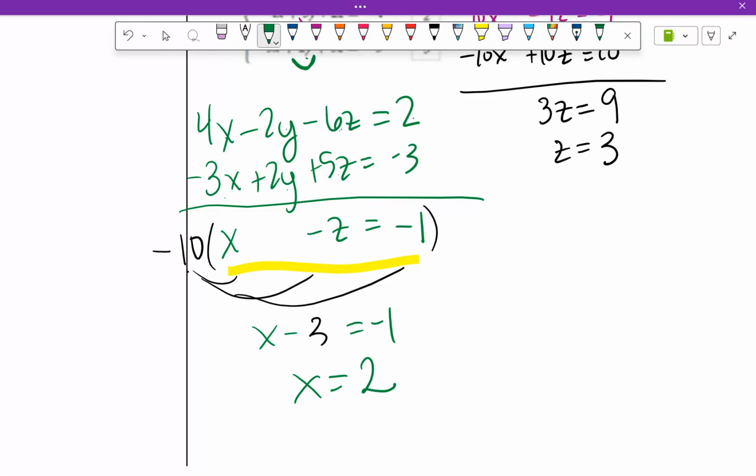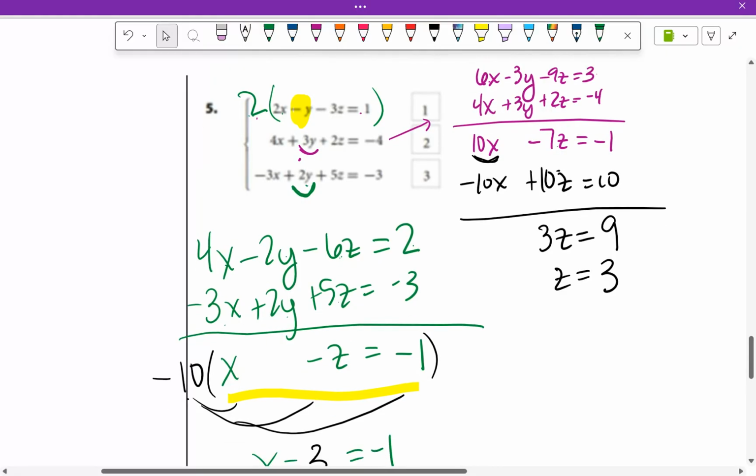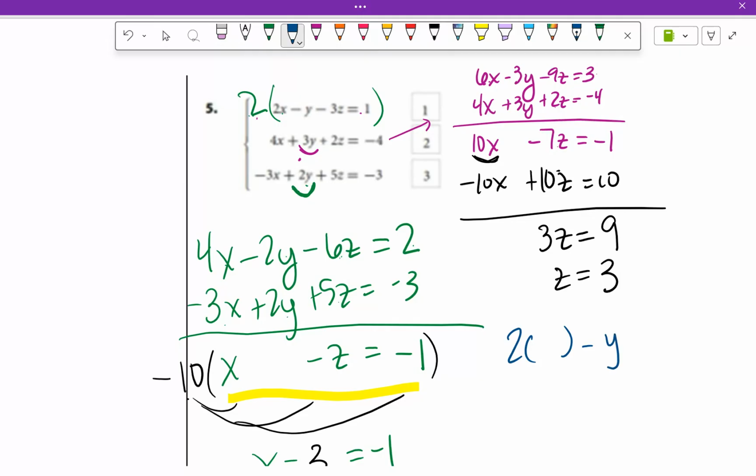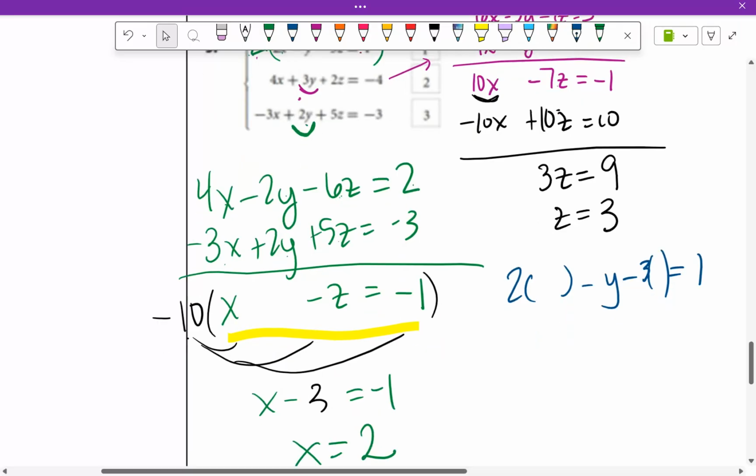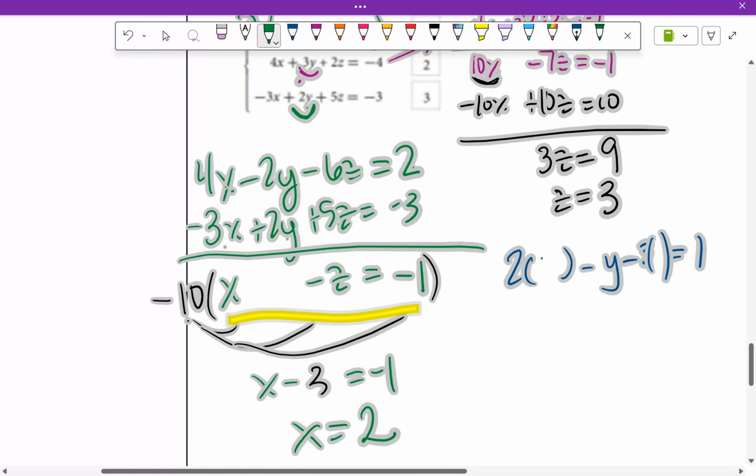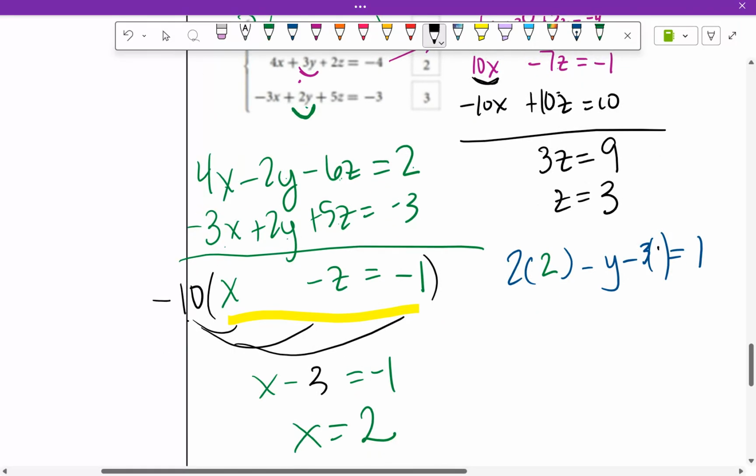I'm now going to take my 2 and my 3, or my x and my z, and I'm going to plug in. It does not matter what I choose. However, I'm going to choose that top equation. So it would be 2 times x minus y minus 3z equals 1. Oops, I want to substitute in for my z. All right, so my x is equal to 2. My z is equal to 3. And we're going to simplify that.